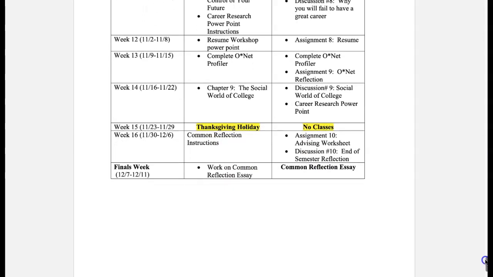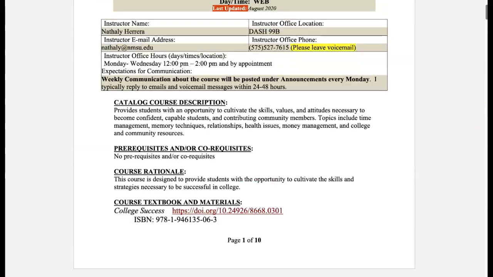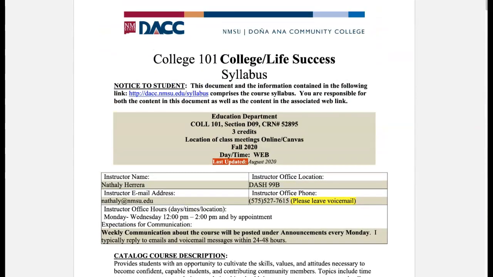So this concludes the video going over the syllabus. Next, I am going to record a video that goes over the course navigation on Canvas, and I will show you how the modules are organized according to the tentative schedule. So make sure you also watch the course navigation video.